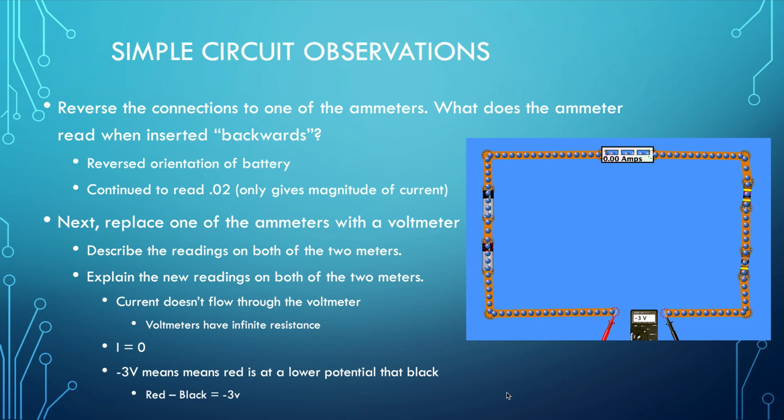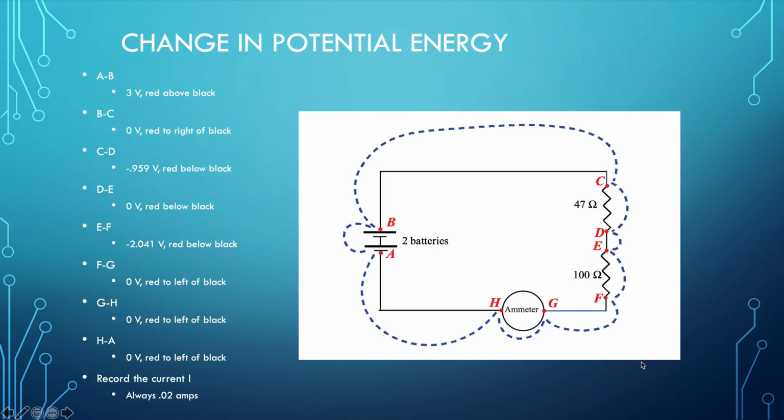By reversing the connection to one of the ammeters, which you would do by reversing the orientation of the batteries, the ammeters will continue to read 0.02 amps because they only give the magnitude of the current and not the direction. Then we replaced one of the ammeters with a voltmeter, which you see in this picture, and in this case, the current goes to 0 because voltmeters have infinite resistance, so the current is not going to flow through the voltmeter. And the -3 that you see here just means that the red is at a lower potential than the black.